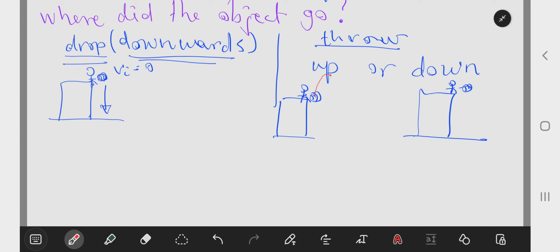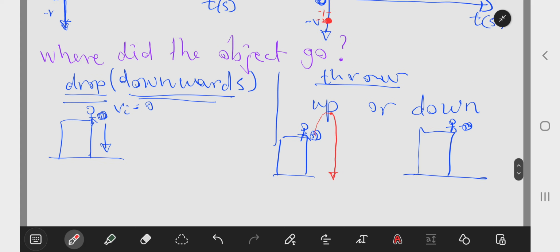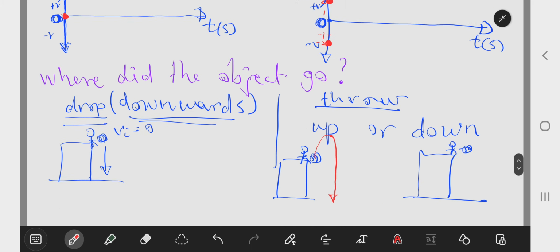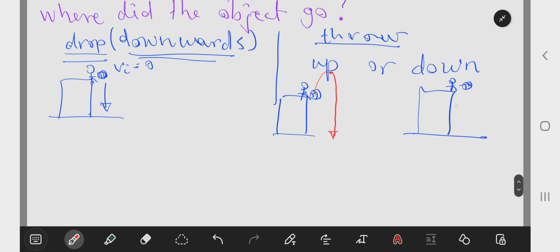It will go up and then it will reach a maximum height and then it will go down, right? So initially, when this person threw this ball upwards, right? So the ball went upward. So now our task is to actually identify from the graph where did the ball go, okay? And then also it's possible that this person throws the ball downwards with an initial velocity.